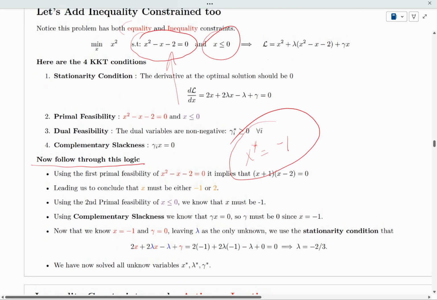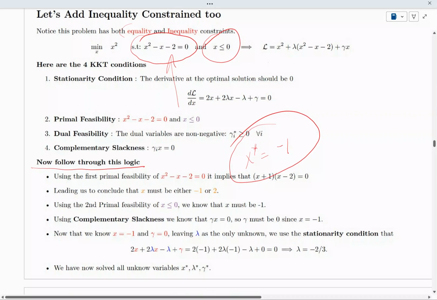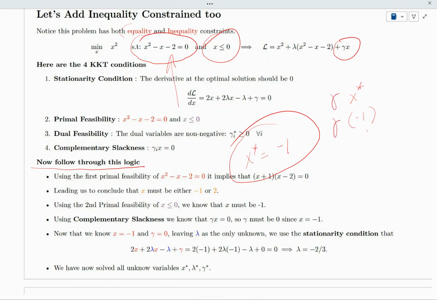Well, and then we know that x star is negative 1. So therefore, if x star is equal to negative 1, we know that this times this has to equal 0 from the complementary slackness.